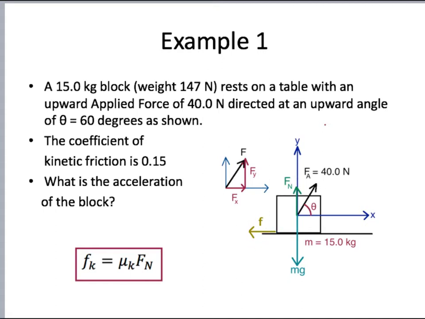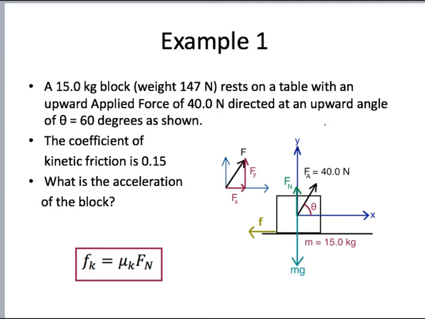Now, we're given this situation. We're told that the coefficient of friction, the coefficient of kinetic friction, is 0.15, and so that implies to us that this thing is indeed going to slide to the right, and we want to find what is the acceleration of the block.